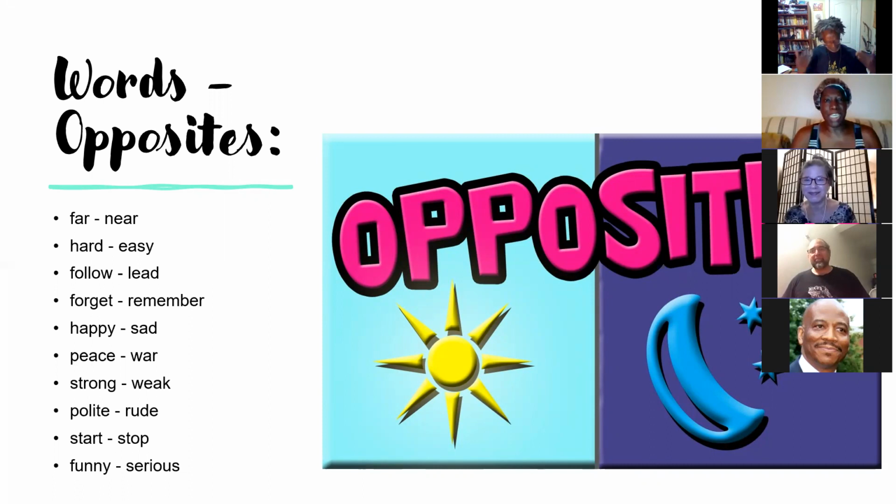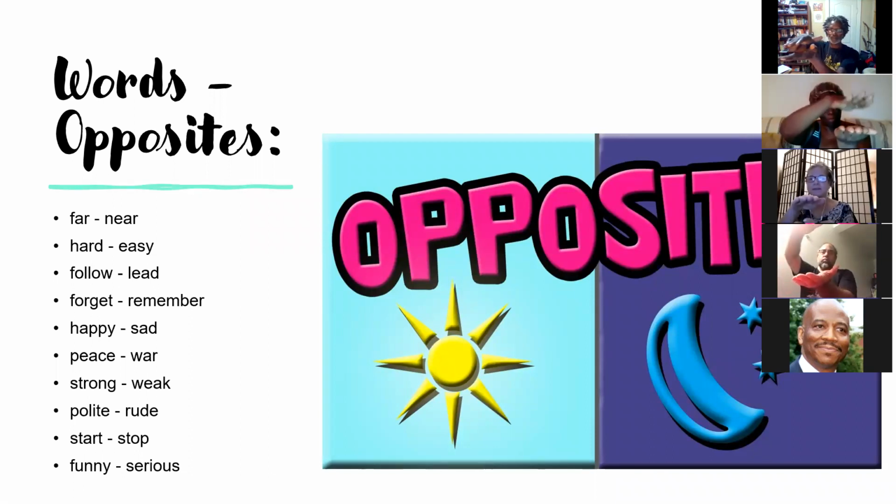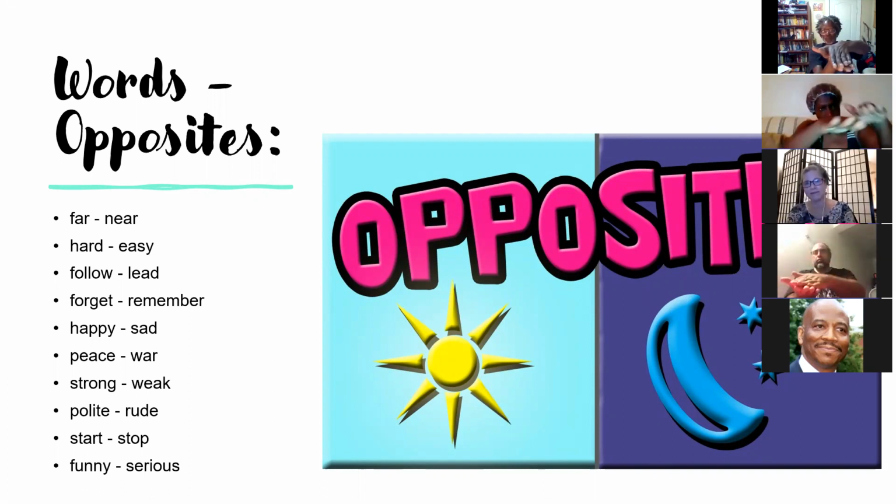Okay, and then peace. Peace is signed, oh, I don't have enough room to show you guys peace. Peace is like this. Your dominant hand on top of your non-dominant hand, and then switch, and then go out in peace.